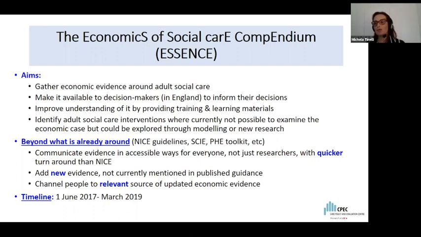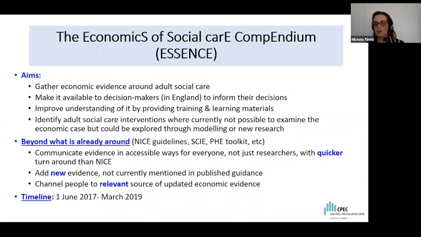We wanted to communicate evidence in more accessible terms, less technical, and not just for researchers. And of course, we wanted to make sure that the evidence was made available quickly, without having to wait for the robust systems that NIHR has in place to produce evidence. So we wanted to add new evidence, newly produced but not currently mentioned in the guidance already published. And of course, we wanted also to channel different audiences, people, to relevant sources.